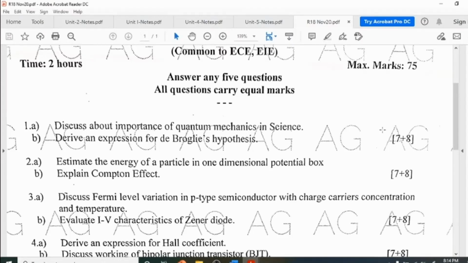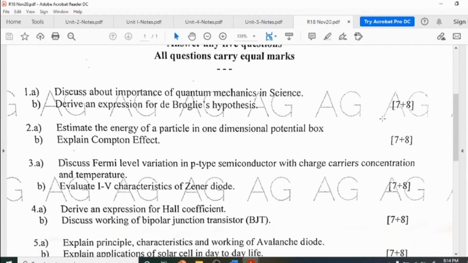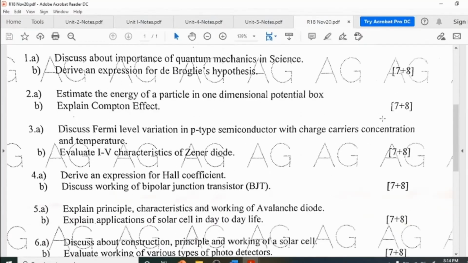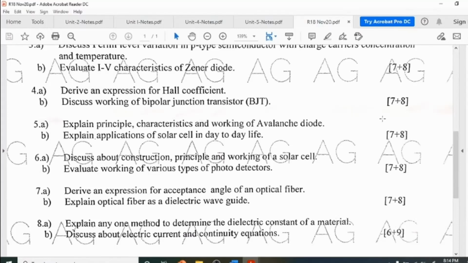Now let us check here. The first question is from the first unit, the second question is also from the first unit, the third question is from the second unit, the fourth question is from the second unit, the fifth question is from the third unit, the sixth question is from the fourth unit, the seventh is also from the fourth unit, and the eighth question is from the fifth unit. Did you understand the pattern here?